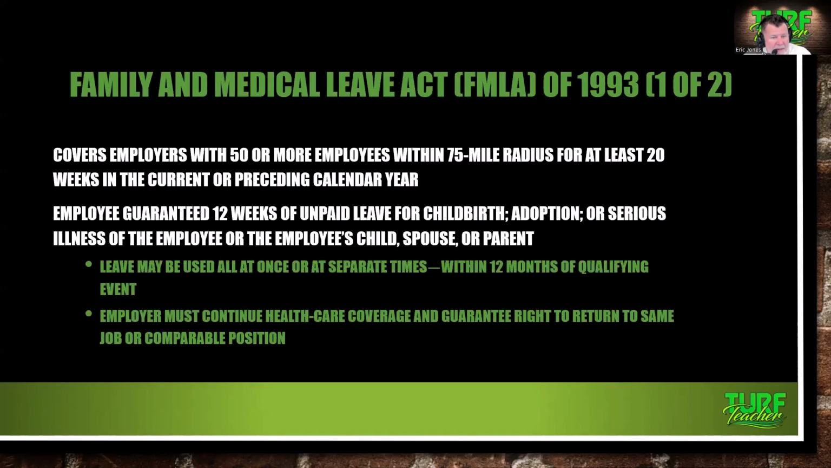The Family and Medical Leave Act, FMLA of 1993, covers employers with 50 or more employees within a 75-mile radius for at least 20 weeks in the current or preceding calendar year. An employee is guaranteed 12 weeks of unpaid leave for childbirth, adoption, or serious illness of the employee or the employee's child, spouse, or parent. Leave may be used all at once or at separate times within 12 months of the qualifying event. An employer must continue health care coverage and guarantee the right to return to the same job or a comparable position.